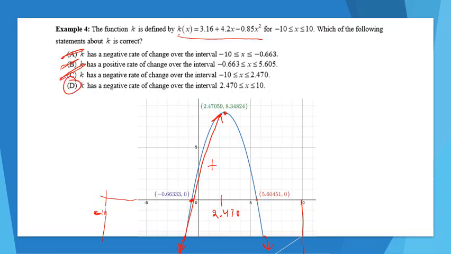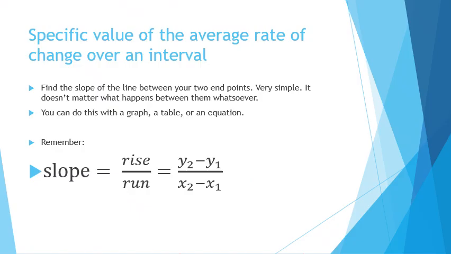Let's take a look and just make sure it's correct. So here, from 2.470 all the way down to -10, this is going to be a negative rate of change because it's going downwards. So D is our correct answer here.